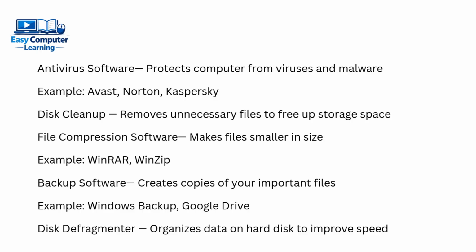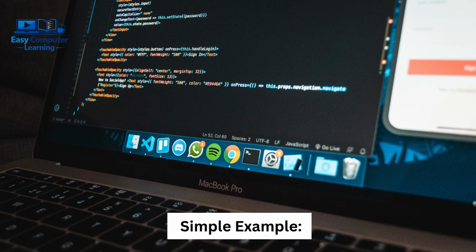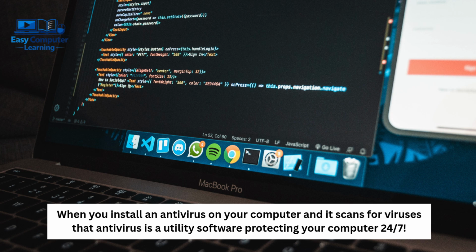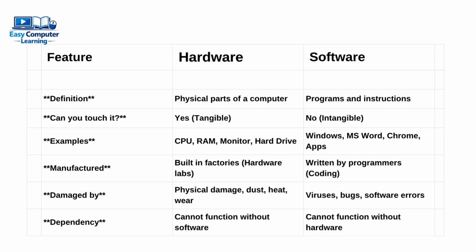File compression software, makes files smaller in size. Example, WinRAR, WinZip. Backup software, creates copies of your important files. Example, Windows Backup, Google Drive. Disk defragmenter, organizes data on hard disk to improve speed. Simple example. When you install an antivirus on your computer and it scans for viruses, that antivirus is a utility software protecting your computer 24/7.